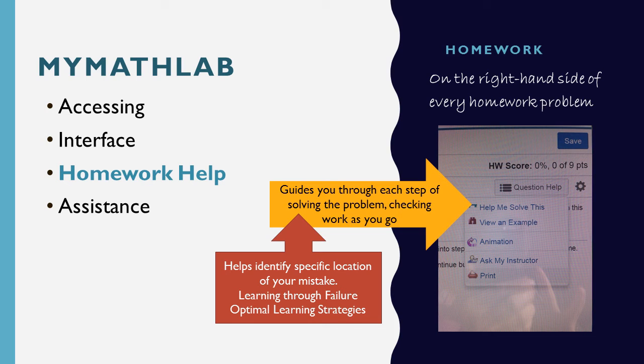And keep in mind, this fits in with our learning through failure component of the optimal learning strategies. Just because you're not getting a problem right isn't a problem. You want to use this Help Me Solve This option to go through and identify specifically and exactly where you're misunderstanding the information or misapplying it, and that will help us get you back on track.